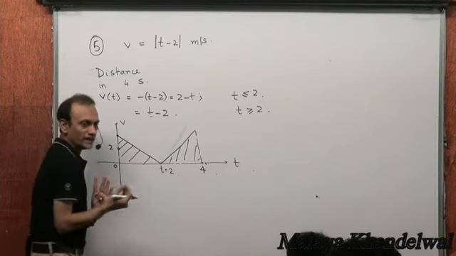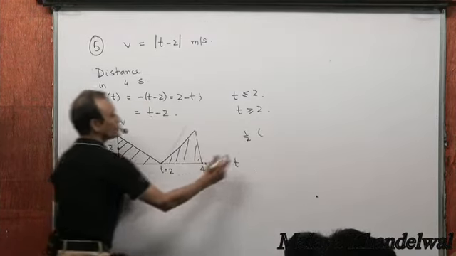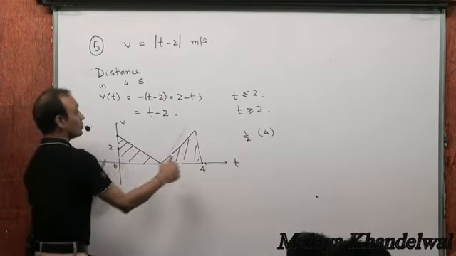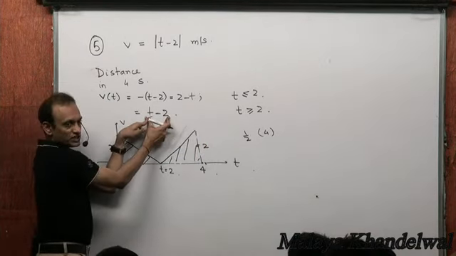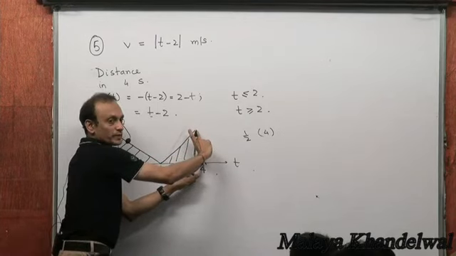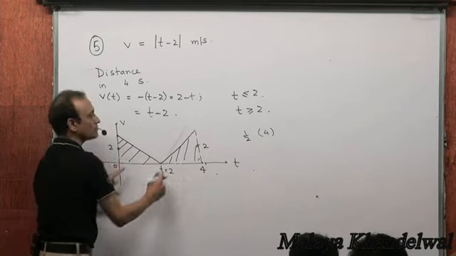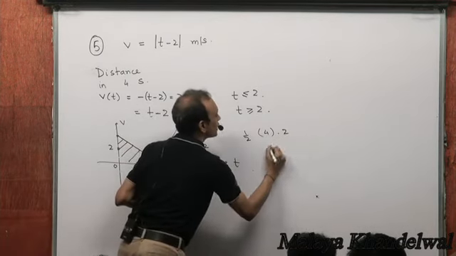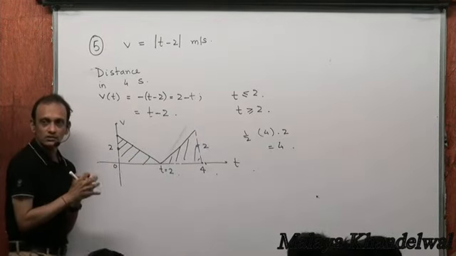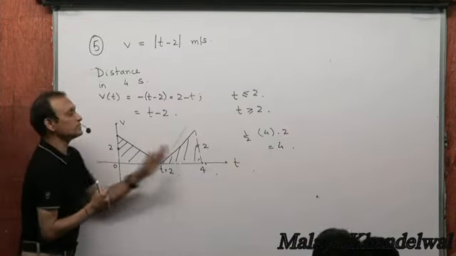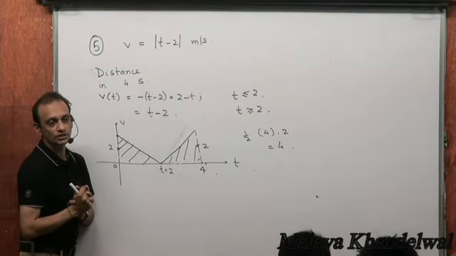So this area is all that I need to find. Now this area is half of 4 units into, now realize that at t equal to 4, this length is 2. At t equal to 4, v is becoming 2. So both these triangles, so double the area of these triangles. So half of 4 into 2, that makes it 4 units. Yes or no? This plus this area is 4 square units. Right? So the displacement is 4 units and the distance is also 4 units.